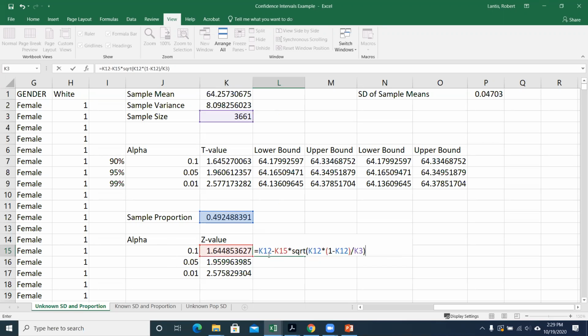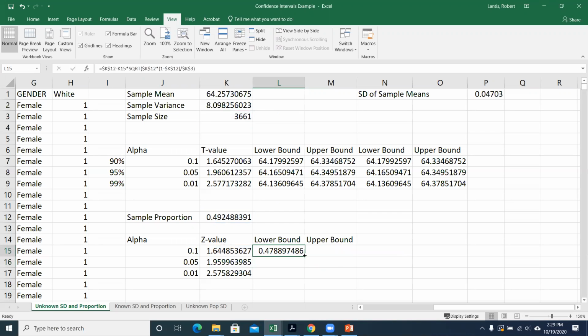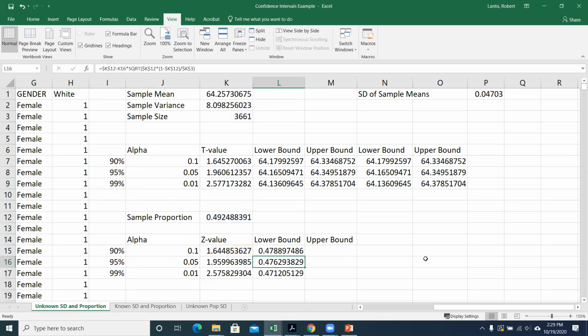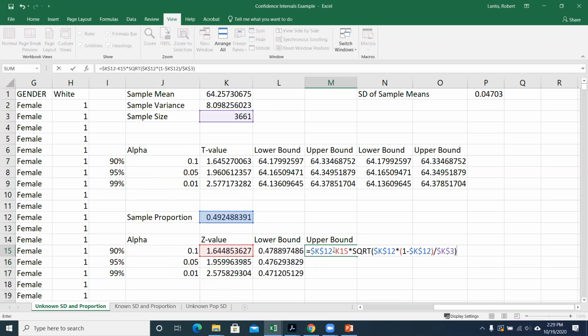So if I want to copy this down for different alpha values, the only thing I don't want to change is my z value. So I'll highlight everything else, hit that F4 shortcut, highlight over here, hit F4. Now nothing will change other than the z value I'm using, which is exactly what I want. I'll copy this down, get my lower bounds. They keep getting lower when I want to say things with higher levels of confidence. Just a reminder, these correspond to the 90, 95, 99% confidence levels. Then to get my upper bound, I'll take this exact same equation. I'll copy it, go over here, and paste it. Instead of subtracting that margin of error, I add that margin of error.